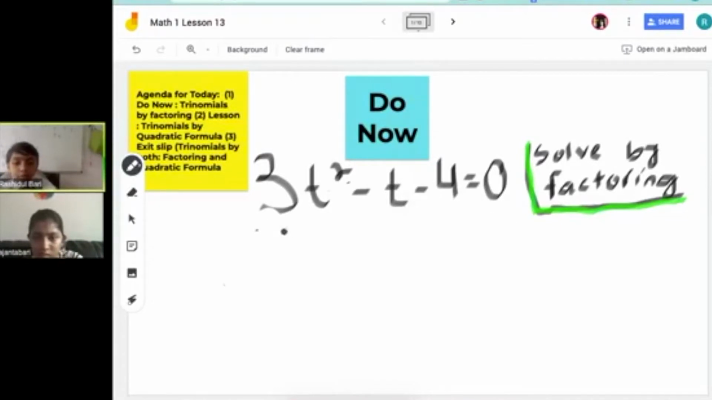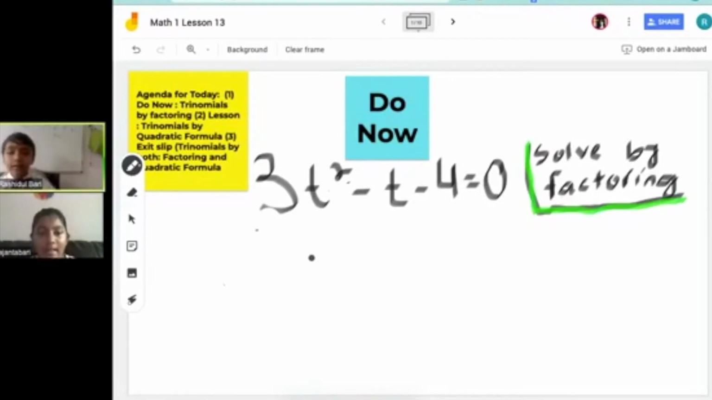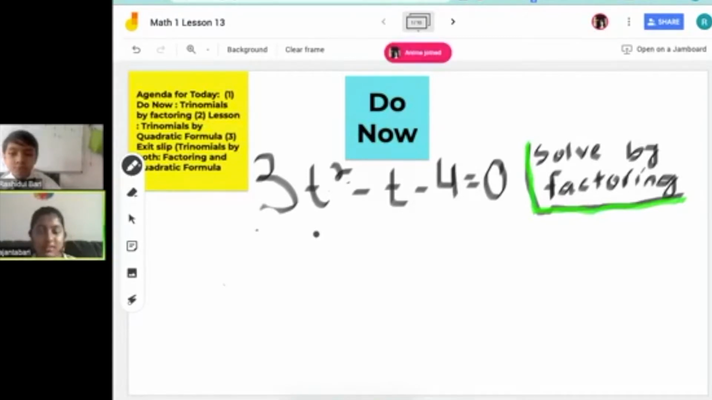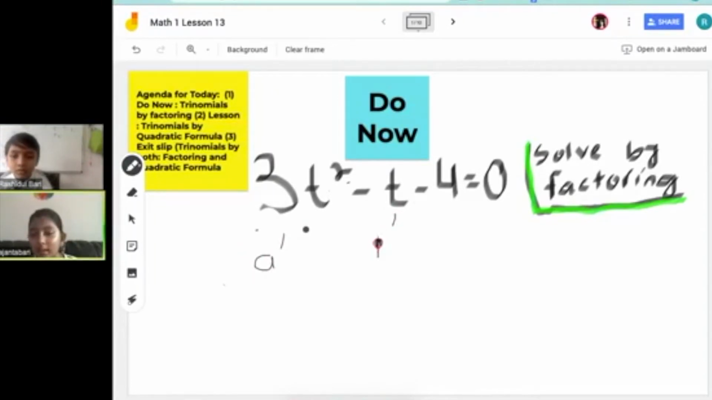Now, how would we solve this by factoring? So we would first see which one is A, which one is B, and which one is C. So in this case, what's A here? A here is... Okay. So here A is 3, B is 3, and C is -4.